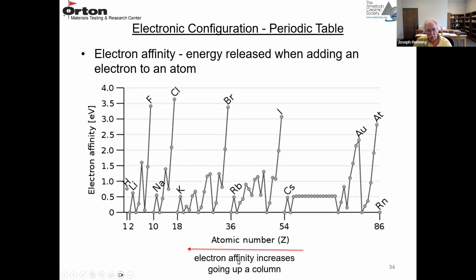So the electron affinity increases going up a column. So the higher the electron affinity, the higher the ability of an element to acquire an electron. So fluorine and chlorine have high electron affinities. They want to become fluorine -1 and chlorine -1. Elements with low electron affinity, like lithium and sodium, they want to give up an electron and become lithium +1 and sodium +1.